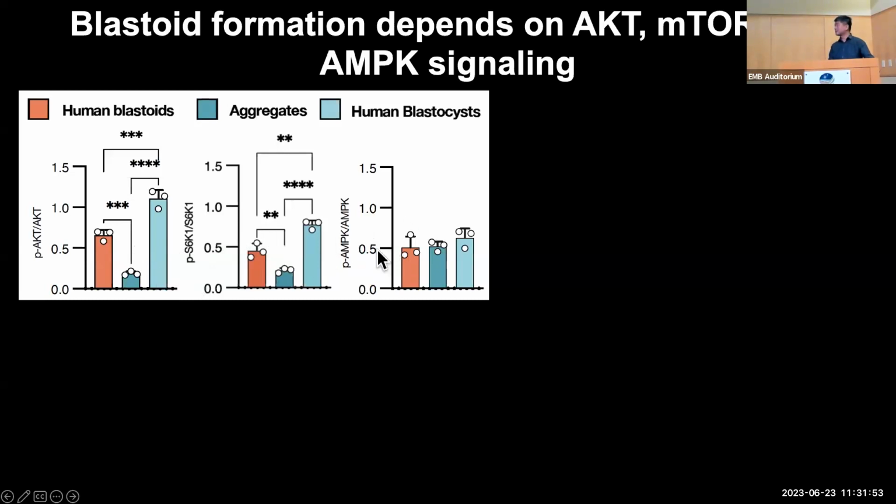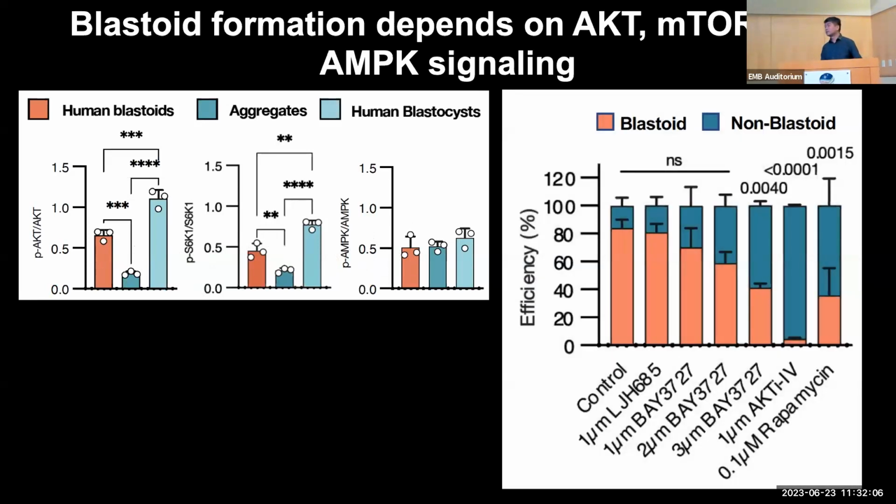But in addition, we performed proteomics analysis. We actually found that AMPK is differentially regulated between blastoid and non-blastoid. So we decided to use chemical inhibitors to perturb this during the blastoid generation, to see whether these signaling pathways are indeed involved in the derivation of the human blastoid.